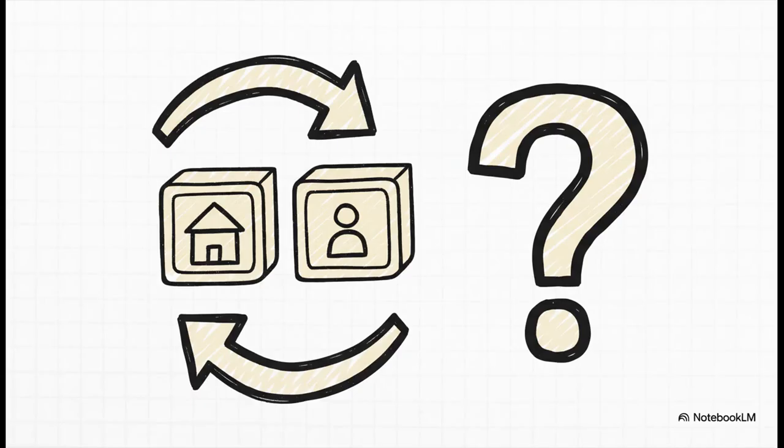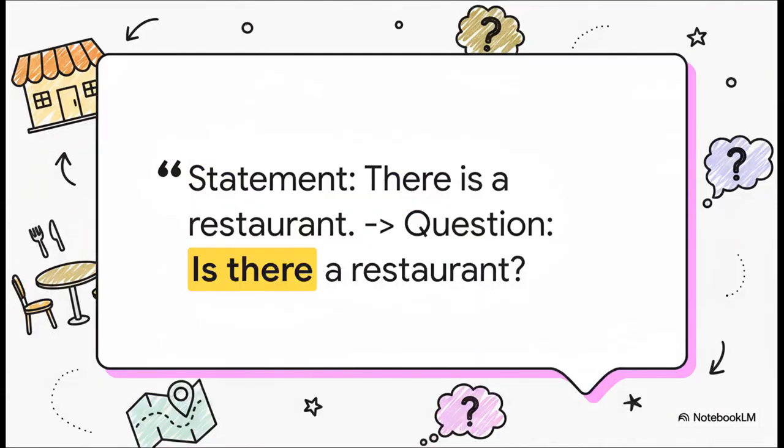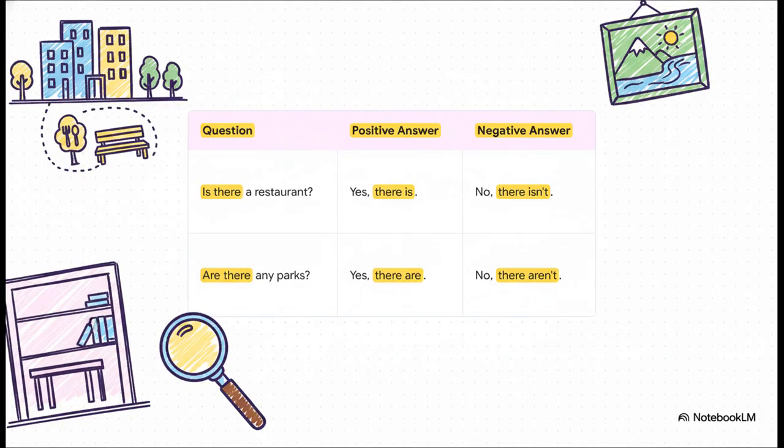All right, now for the really fun part, asking questions. This might just be the easiest rule of them all. You don't need any new words. You just take the words you already know and you flip them. Just look at this. It's like a magic trick. The statement is, there is a restaurant. To make it a question, we just swap those first 2 words, and boom, is there a restaurant? It's that simple.